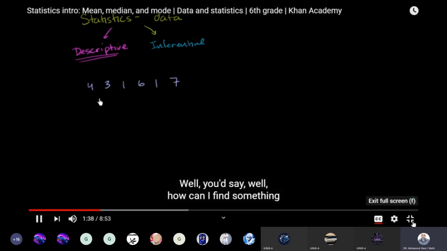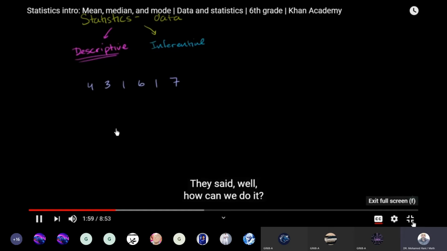Well, you'd say, well, how can I find something that maybe I want a typical number? Maybe I want some number that somehow represents the middle. Maybe I want the most frequent number. Maybe I want the number that somehow represents the center of all of these numbers. And if you said any of those things, you would actually have done the same things that the people who first came up with descriptive statistics said.